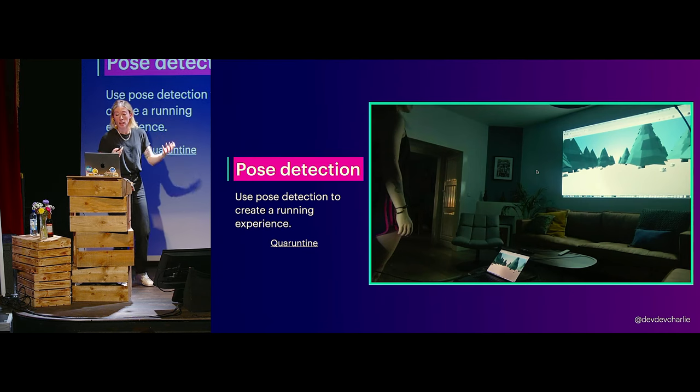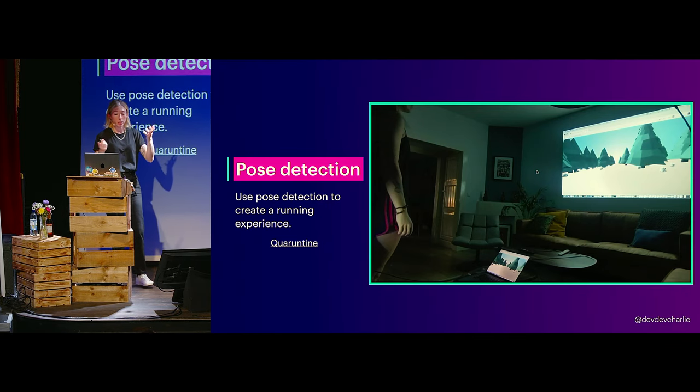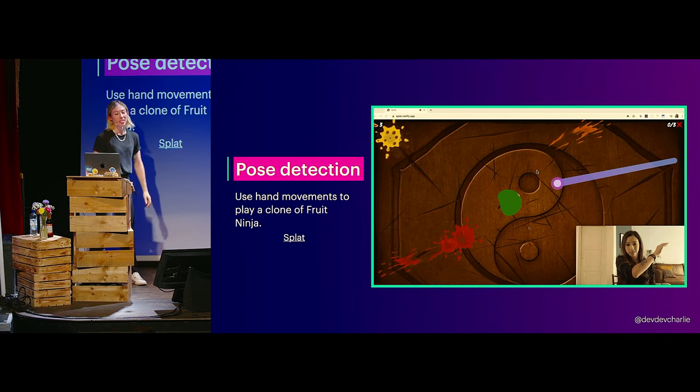And there was interesting engineering work around, well, what does it mean to be running? What would be the coordinates of the key points in my body to be able to do this? And I called it Quarantine. Funny. So then another one using pose detection is a clone of Fruit Ninja that I built as well.